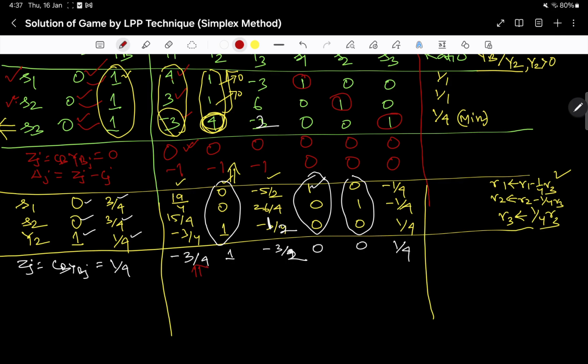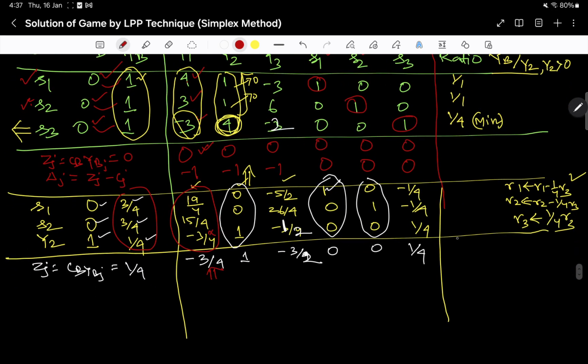So now we find the ratio. We find this by this, this by this. We find this ratio, but this will not take part. So here in this ratio, it will be YB by Y1. Okay, in the ratio, it is YB.